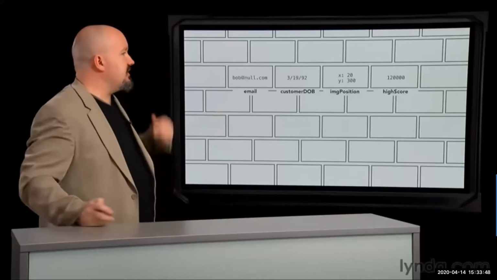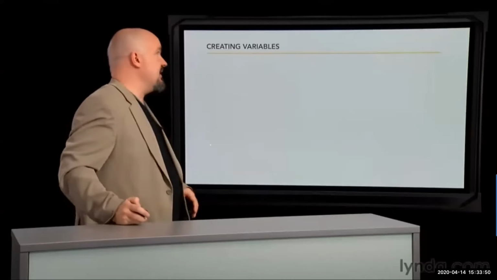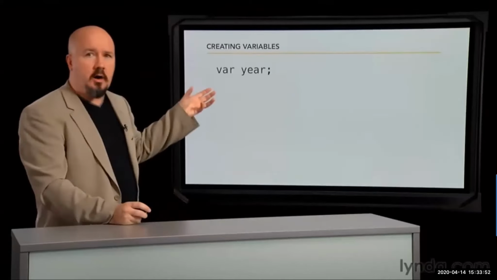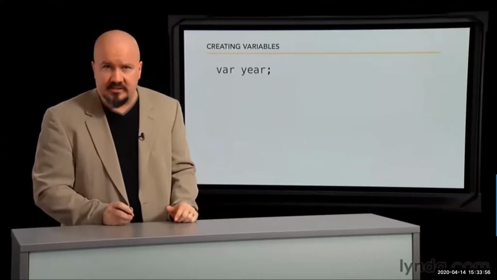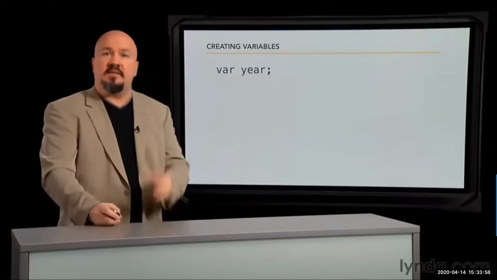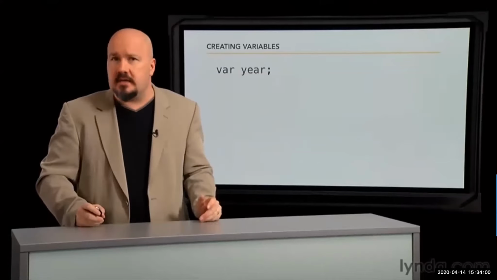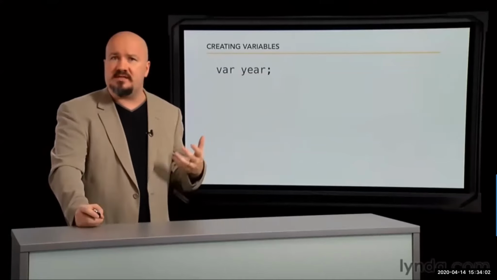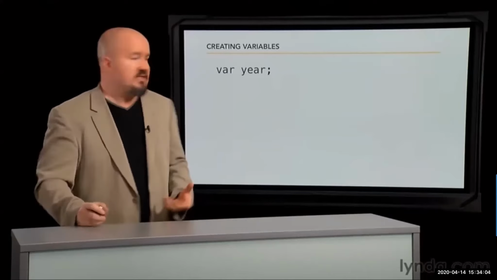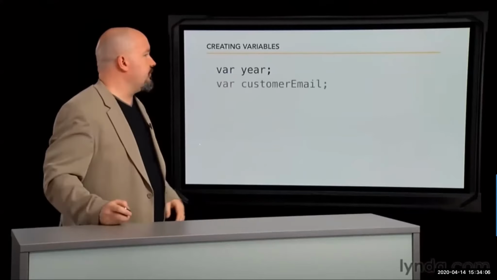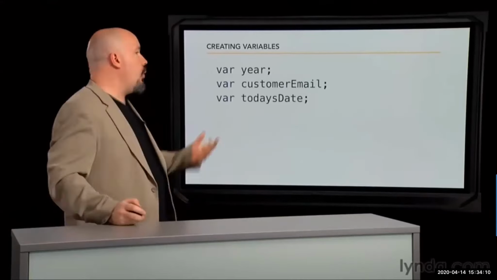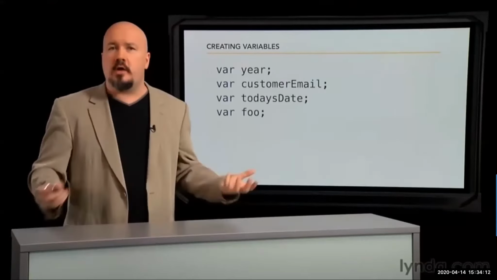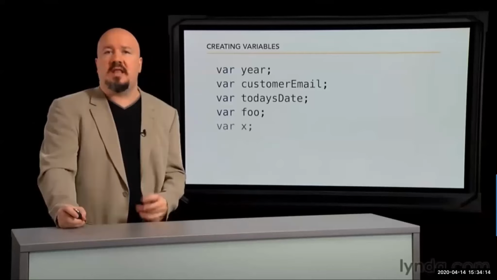So in JavaScript, you create a variable like this. The word var, written all lowercase, which is part of the JavaScript language, and then we name the variable. The name of the variable is up to us, and it should represent the piece of data that we want to hold. So a variable called year, or one called customerEmail, or todaysDate, or while we're experimenting, just nonsense words like foo, or even a single letter like x.